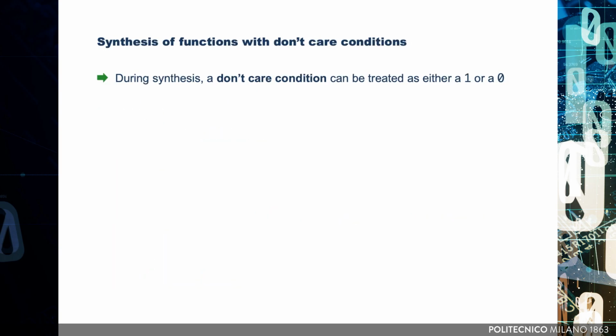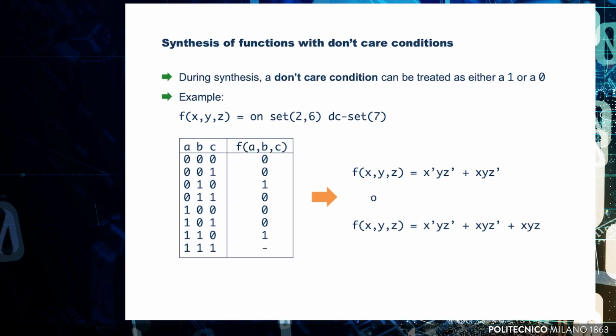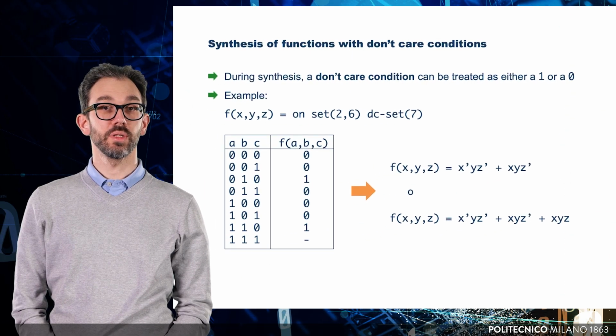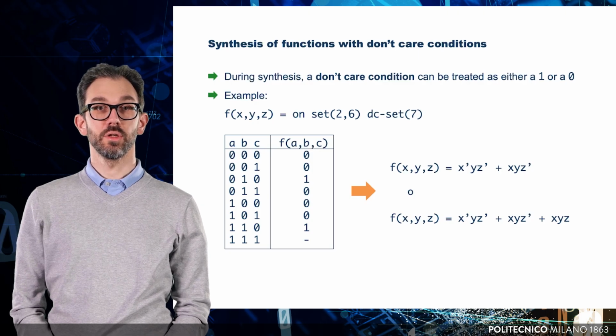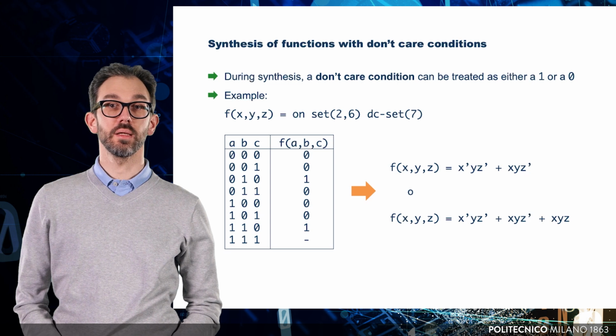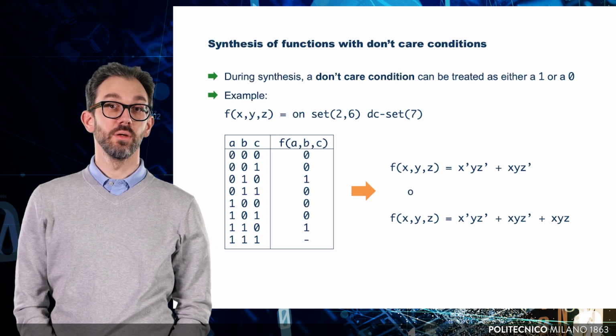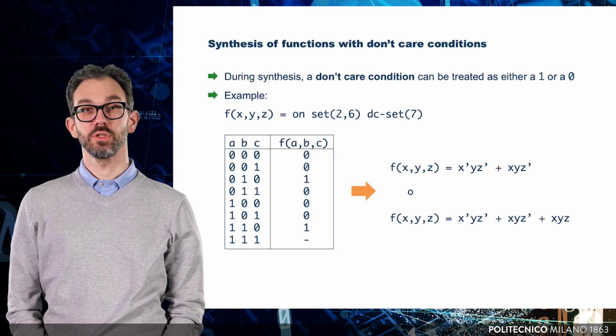When the specification contains don't care conditions, these can be considered as either 1 or 0 in generating the solution. For example, consider the following specification where the value 7 represents a don't care condition. We can derive two different expressions in the first canonical form. The first treats 7 as part of the offset, thus excluding the corresponding product term from the expression. The second treats 7 as part of the onset, thus including the product term x, y, z in the expression.